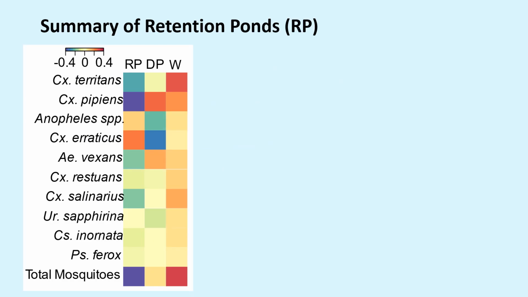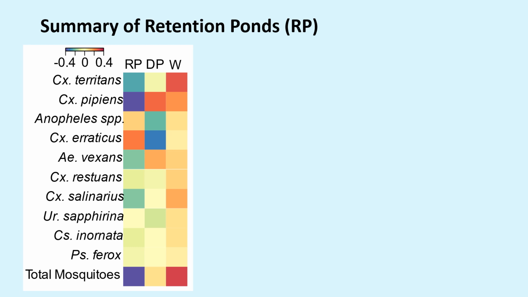All right, so I wanted to go into some of the results from the different site types here, and I thought the best way to visualize this is by looking at a heat map. Each one of these columns represents our different site types, so retention ponds, detention ponds, and wetlands again, and we have all the species that I had on the previous slide. Wherever you see an intersection between the species and the site type, the color of the block shows the correlation between those two things.